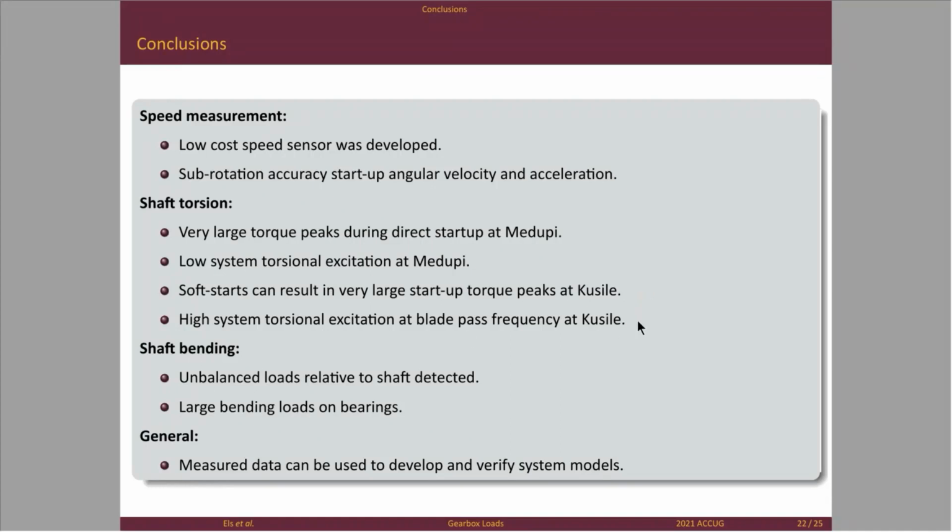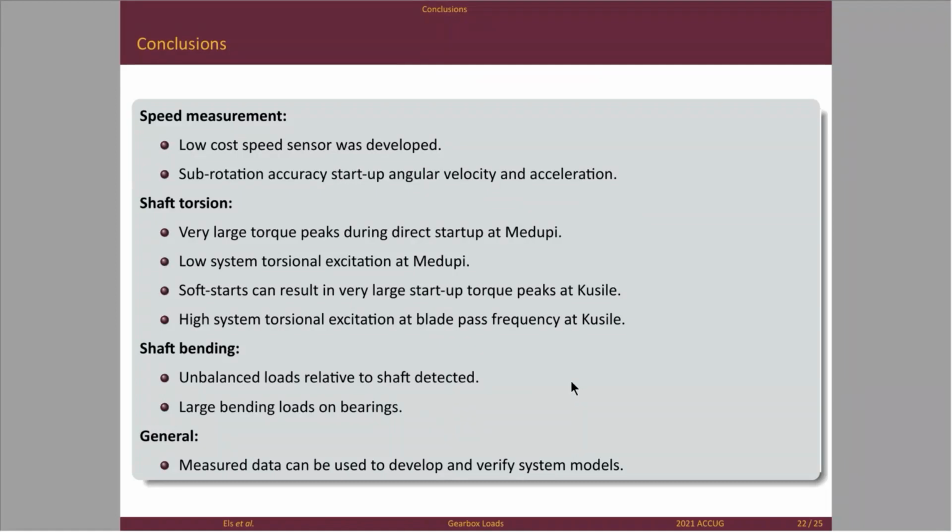And then Kusile has a tendency to get excited during the blade pass frequency. The shaft bendings are unbalanced loads. They're not excessive, so I don't think you need to worry too much about the balancing of the blades itself. At this stage they just pair them with the same weight, opposite blades. I don't know what they do with the uneven lot. But there are large bending loads on the bearings.